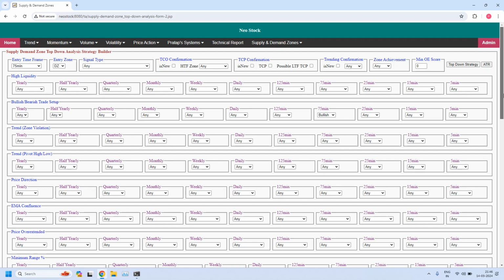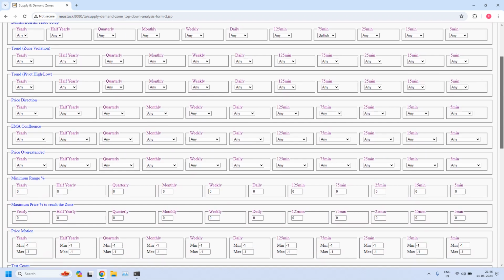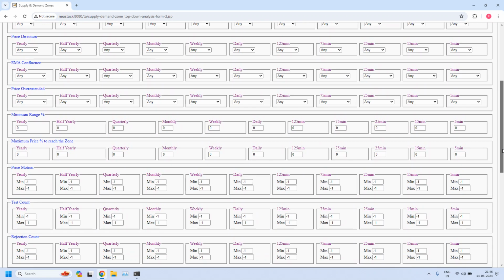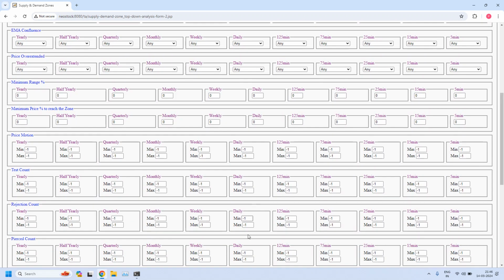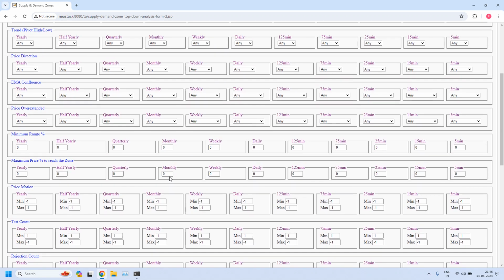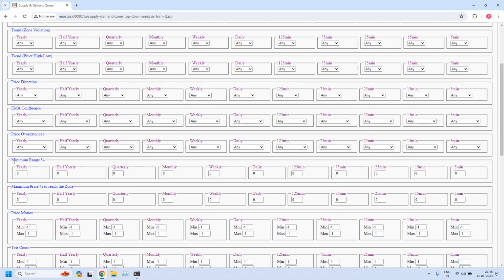We'll also set the additional parameters. The first one, we don't want pierced zones. That's why the pierced count, now 75 minutes, minimum value I am setting 0. Maximum value I am setting 0. That means zone is not pierced. And the second parameter, reward. This is the parameter, minimum range indicates rewards. Between 75 minutes demand zone to supply zone, minimum 2% reward should be there.